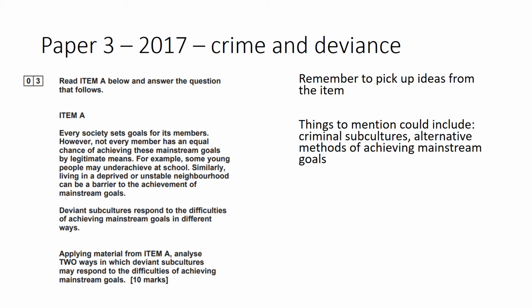And then for this question, which is apply material from item A, analyse 2 ways in which deviant subcultures may respond to the difficulties of achieving mainstream goals. And then you could sort of state about criminal subcultures and alternative methods of achieving these mainstream goals. And there's quite a few researchers that I believe you could bring back into that. I can't think of them off the top of my head, but I do remember there being quite a few, especially a few ideas in terms of the alternative methods of achieving mainstream goals. And I will just keep saying, please refer to the item in your answer. That is the only way you can truly get full marks, if you actually refer to the item in your answer.